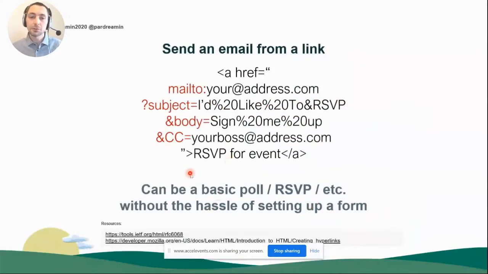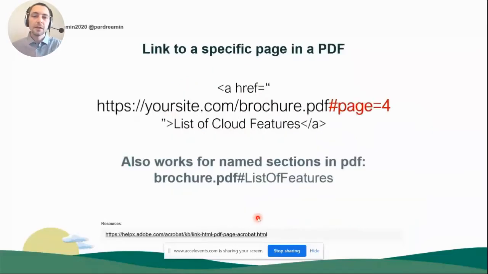Finally, you've probably seen mailto links that open up your email client to send an email. You can specify the recipient's address, but you can also pre-populate the subject, the body, and even CC somebody. Now, you can create an email with a set of these links and run a basic poll that simply sends responses to somebody's email. This can be a poll, an RSVP, and it's a really easy way to get feedback without having to set up a form or a survey and tracking all of that.